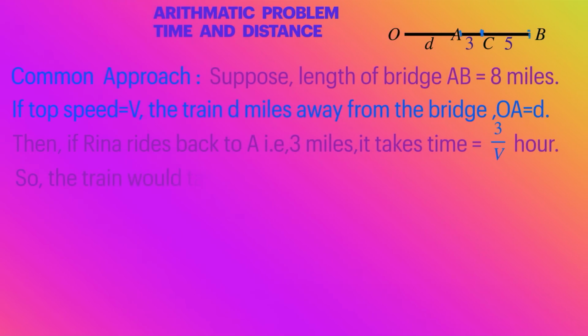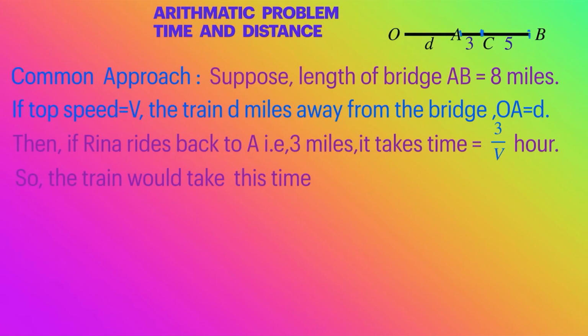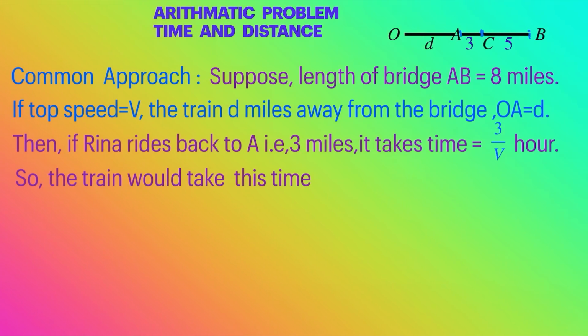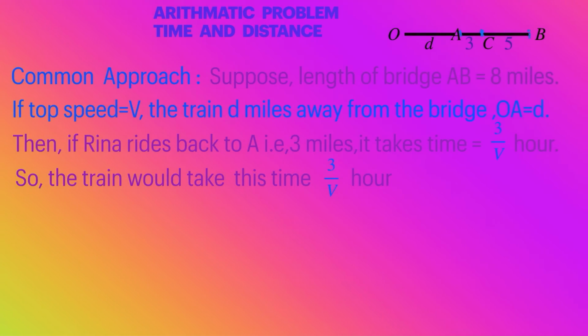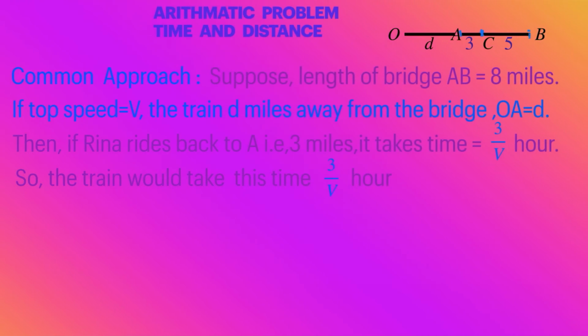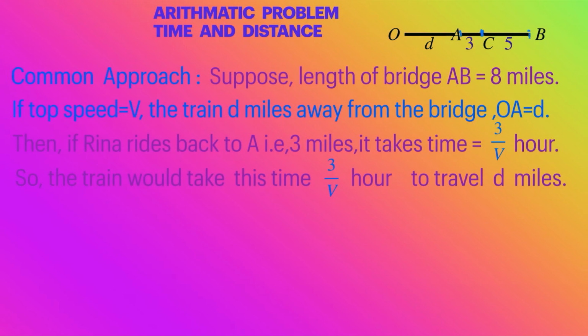So the train would take this same time to travel D miles. So we may write that the train would take time 3 by V hours to travel D miles.